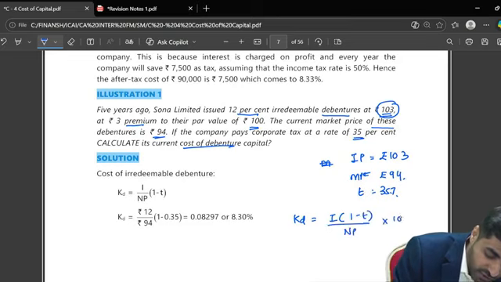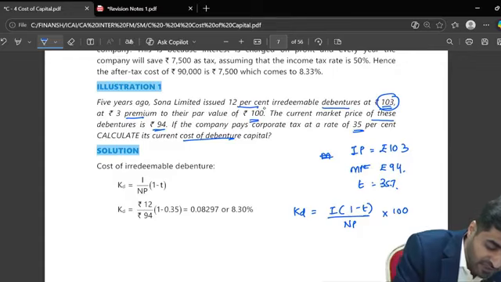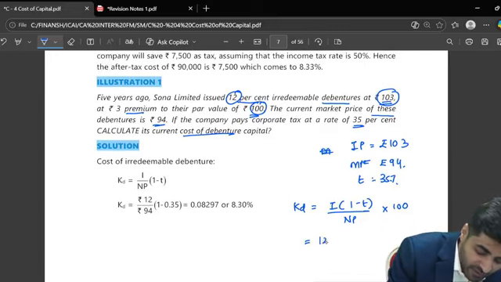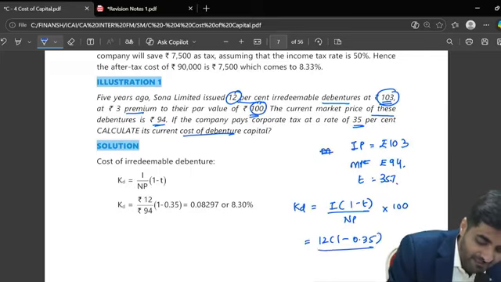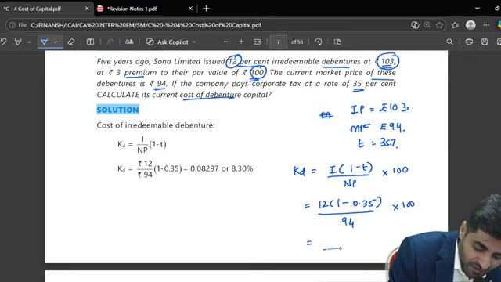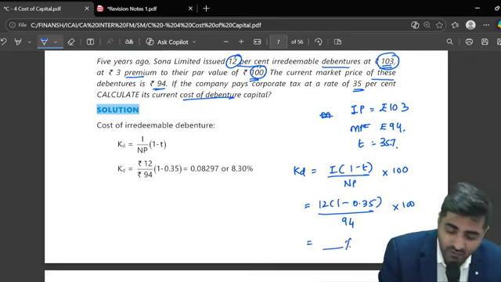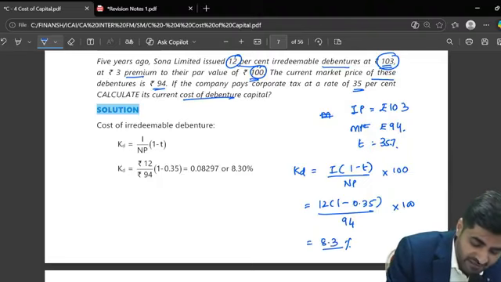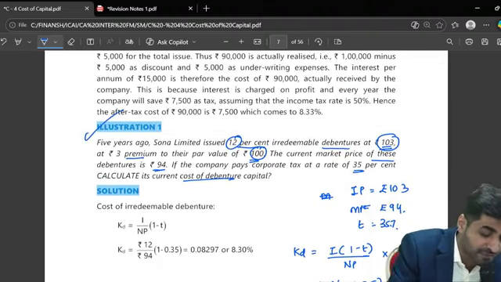Net proceeds into 100. What's my face value, guys? 100. What's my rate of interest, guys? 12%. So can I say this will be 12 into 1 minus, what's your tax rate? 35. And I will be dividing that by the net proceeds. So what is my net proceeds? The market price, 94 into 100. Will this give me my final answer? Come on, yes or no? Yes, sir. So that will turn out to be 8.3%. First illustration, absolutely clear, guys.